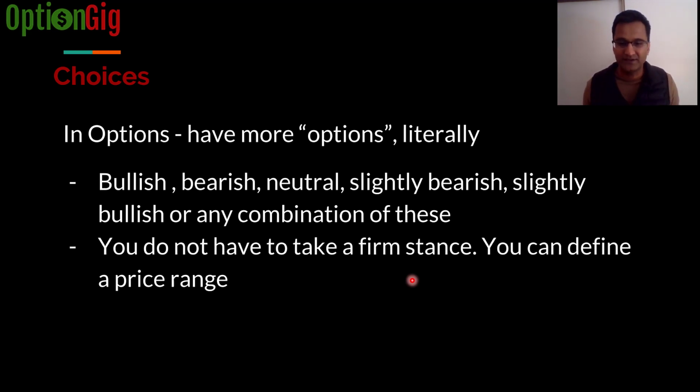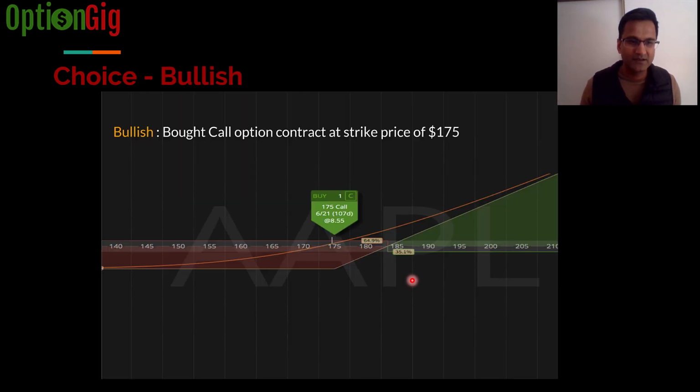So I'm not really sure whether Apple will be staying above this price or will go below this price. But I might be able to make a judicious call that it might stay within the price range. And that is something that you can define in options. All right, so let's take an example of each one of these.